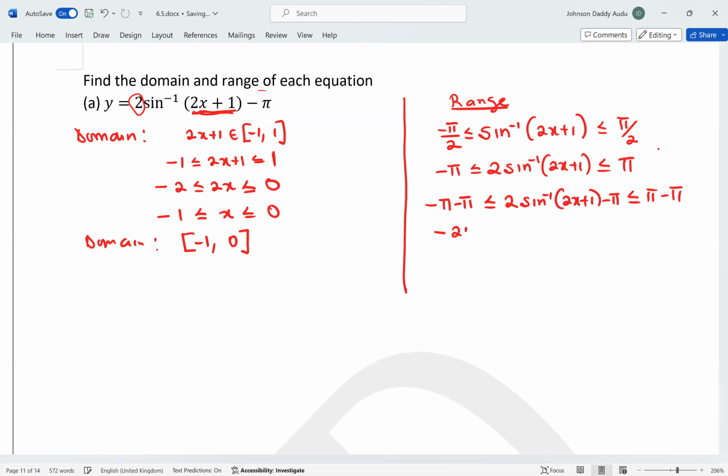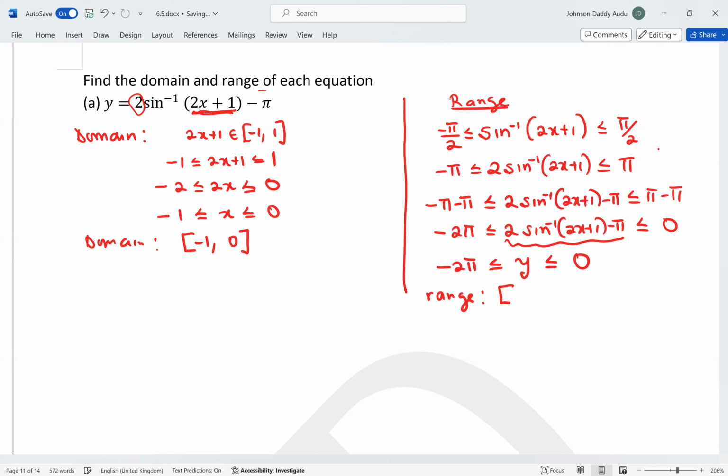So here you have minus 2 pi is less than or equal to 2 sine inverse of 2x plus 1 minus pi, and this is less than or equal to 0. If you look at this, this is nothing but the y that we are given, right? So this is minus 2 pi is less than or equal to y, which is less than or equal to 0. So the range is just from minus 2 pi to 0.